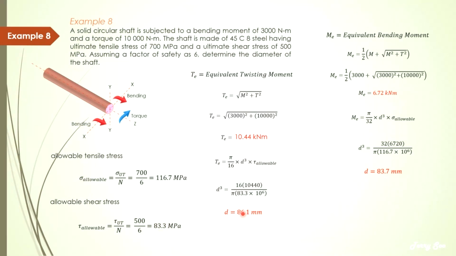It will definitely fail. So if you take diameter 86.1 and put it here, then find out the direct stress, it will definitely give you something lower than 6.7. So this value will be safe, this value no. So our answer will be 86.1, taking the larger of the two values.